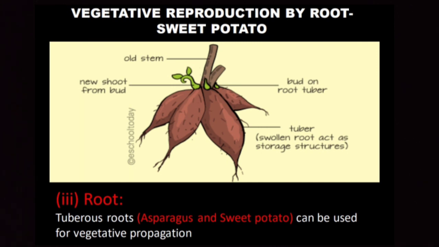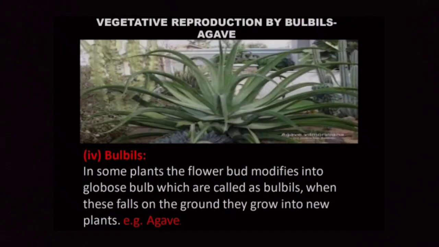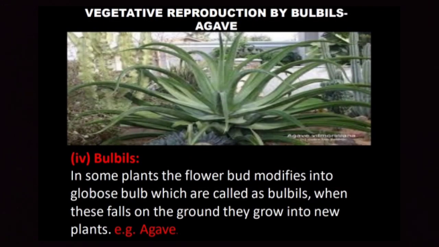Next one is gynoecium. The gynoecium is the female part of the flower. It is made up of carpels. It has only 3 parts, that is, ovary, style and stigma. The ovary contains ovules.